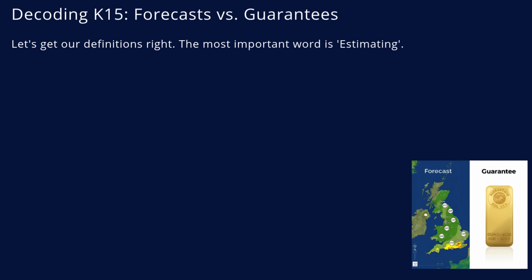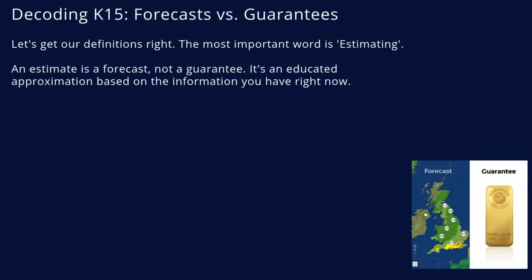First, let's get our definitions right, because the words in K15 are very precise. The most important one is estimating. I need you to separate this word from knowing or promising. An estimate is not a guarantee carved in stone. It is a forecast. It's an educated, data-driven approximation based on the information you have at that exact moment. Like a weather forecast, its accuracy depends on how much data you have and how far into the future you're looking. The forecast for tomorrow is very accurate. The forecast for this day next month is an educated guess at best. Our projects are the same.